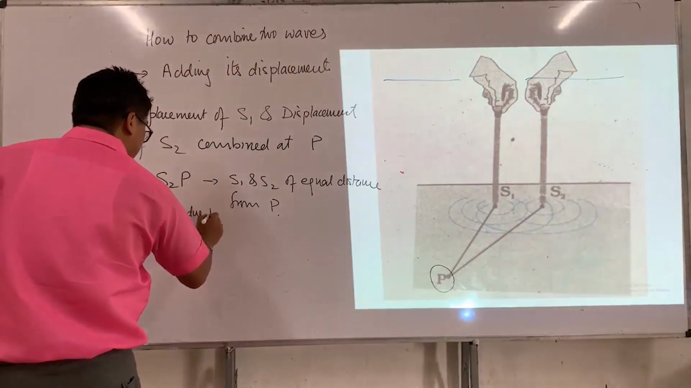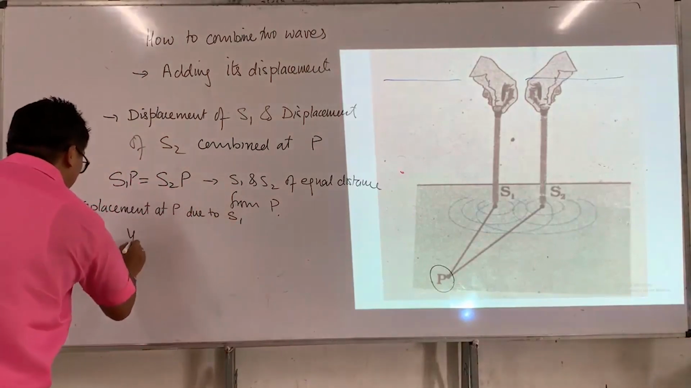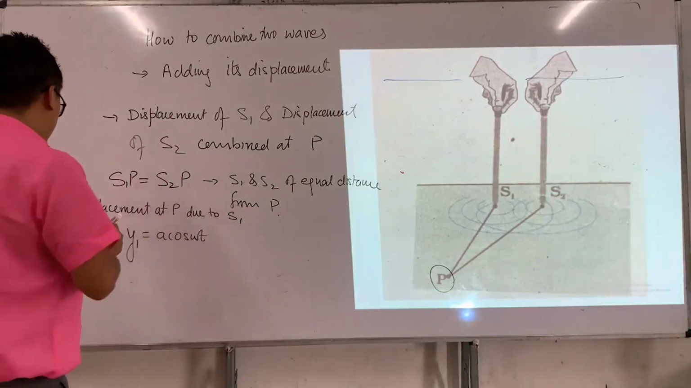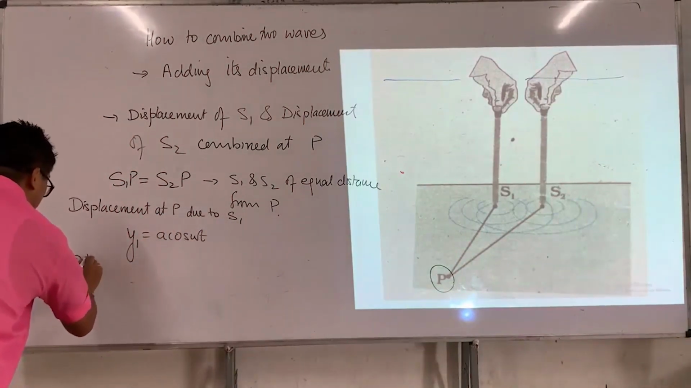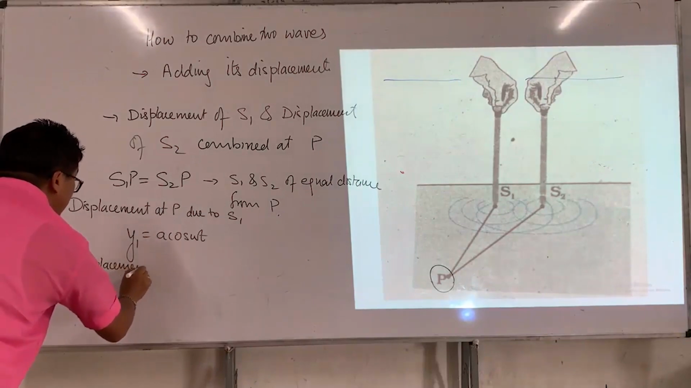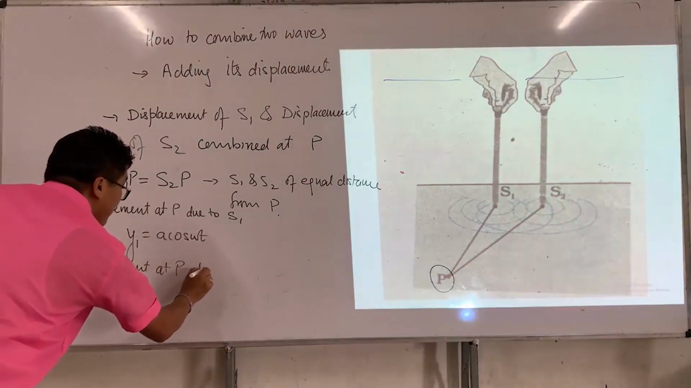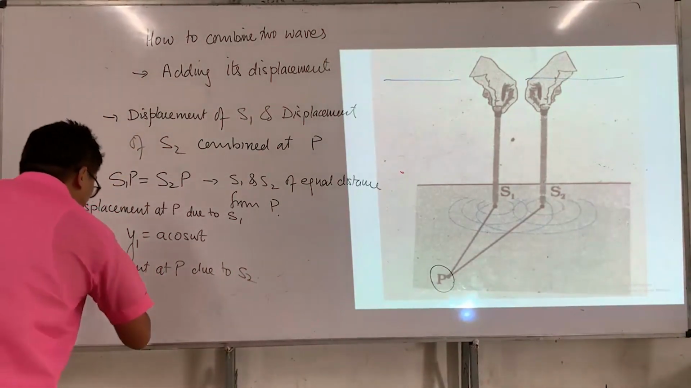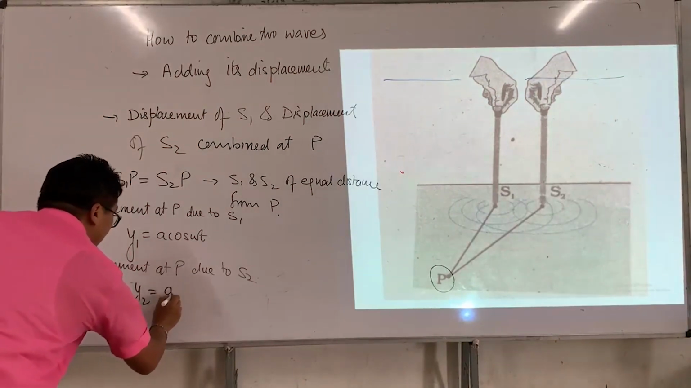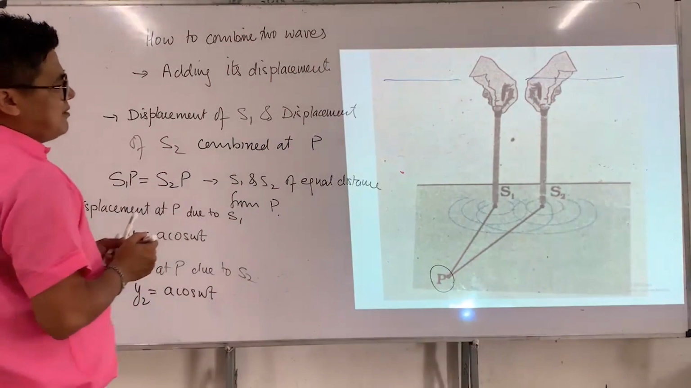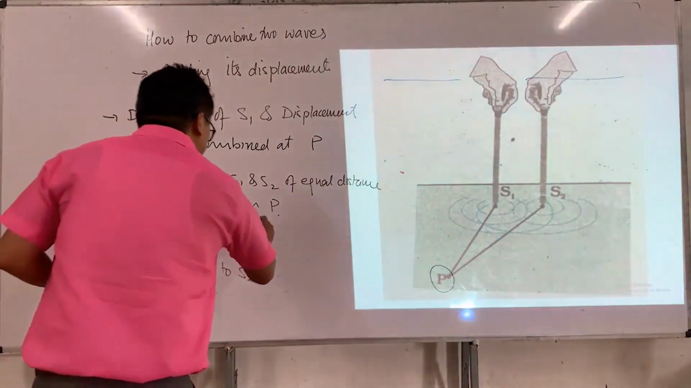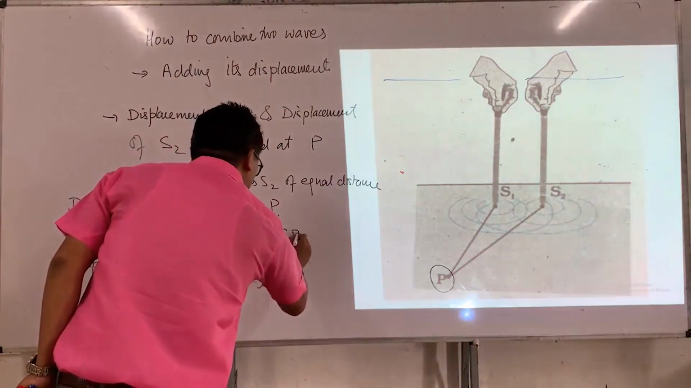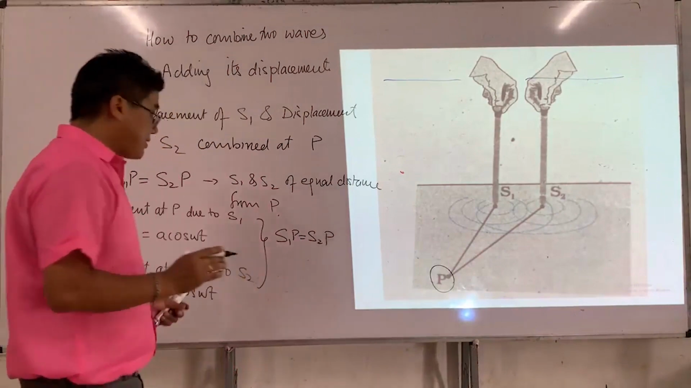The displacement at P due to S1 is given by y1 = A cos omega t, and the displacement at P due to S2 is given by y2 = A cos omega t. Why? The reason is the equal distance. The reason is that S1P is equal to S2P. This is the reason.